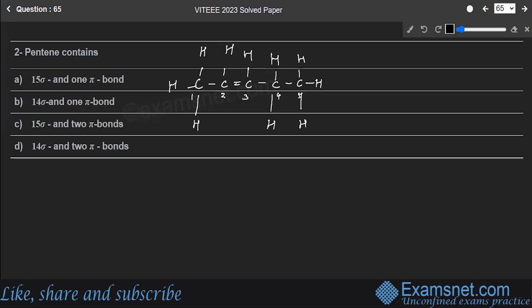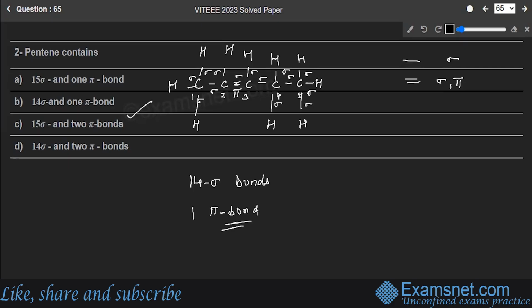So now let's see how many sigma bonds are there. There's one sigma bond over here. A single bond is a sigma bond, and the double bond has one sigma and one pi bond. So this is one sigma bond, two, 3, 4, 5, 6, 7, 8, 9, 10, 11, 12, 13, and 14, and 1 pi. So you have 14 sigma bonds and one pi bond. That makes B option the right answer.